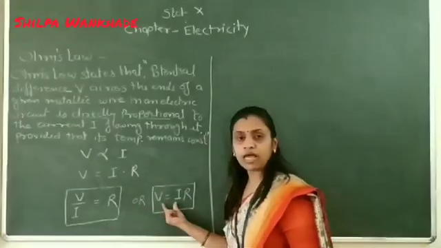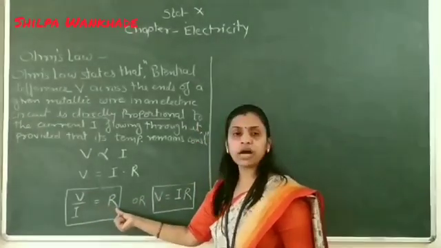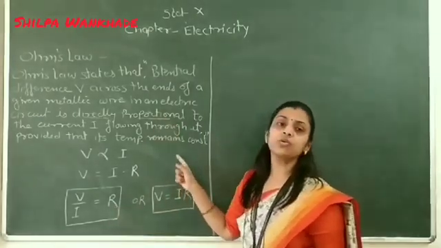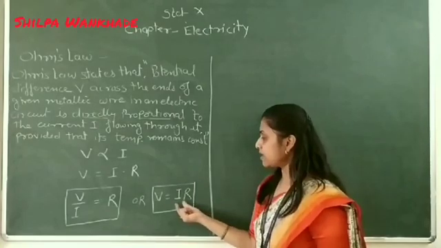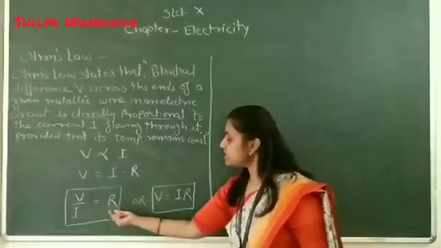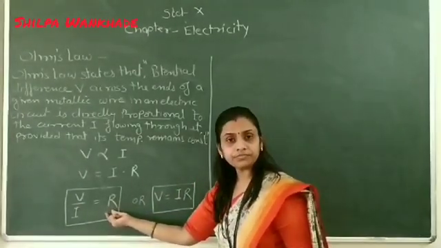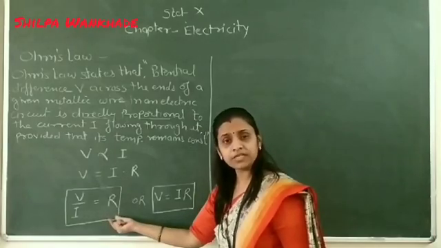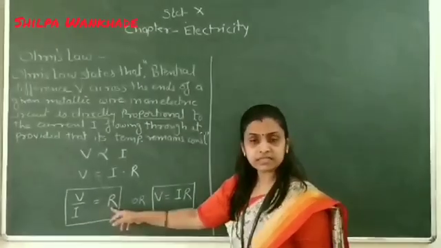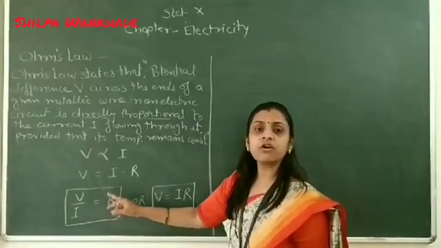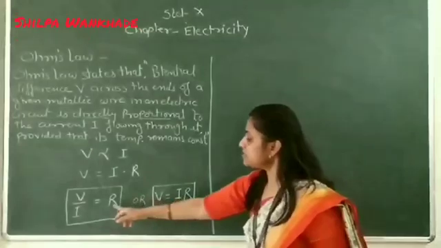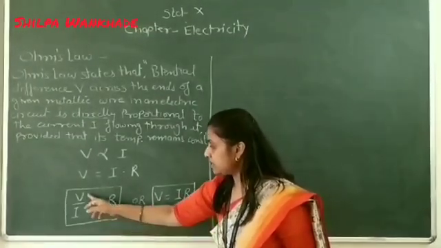So V is equal to IR, or V by I is equal to R, is the mathematical expression for Ohm's law. Now what is this R? R is nothing but the constant of a given metallic wire at a given temperature, and that constant is called resistance. So R is called resistance, and this resistance is a constant for the given metallic wire at a given temperature. Now what is that R? From this formula, R is V by I.